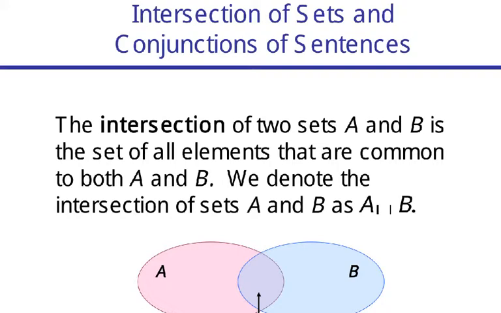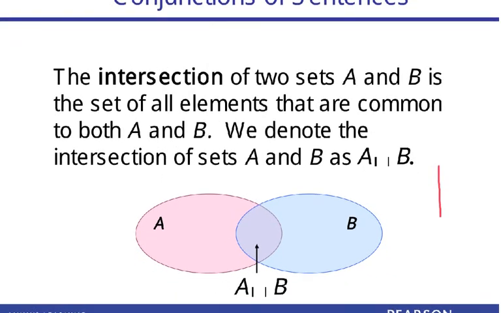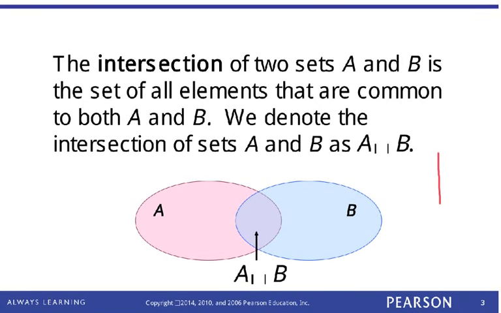Okay, intersection of sets and conjunction of sentences. Let me move this up just a little bit so we can see everything. So the intersection of sets A and B. There's a Venn diagram. This should look familiar to you from some context sometime in your life. But the intersection of those sets A and B is all elements that are common to both. So it is restricted to this part right here. This funky little shape right here.